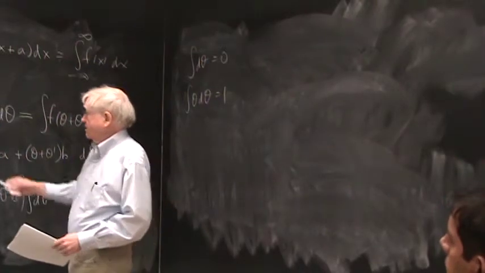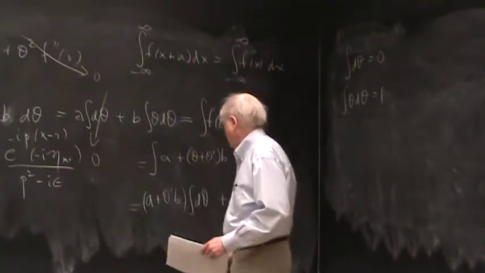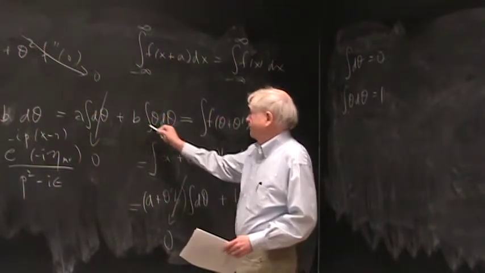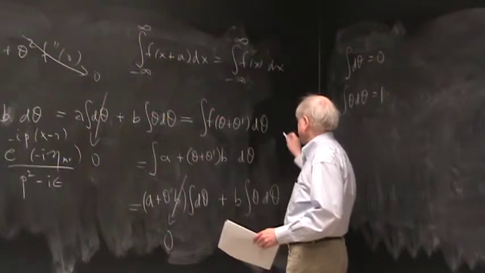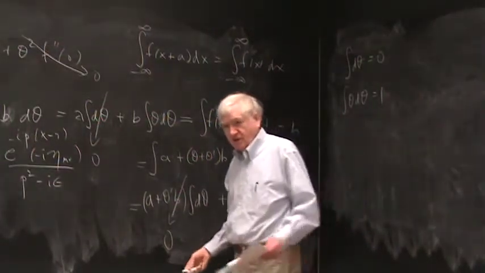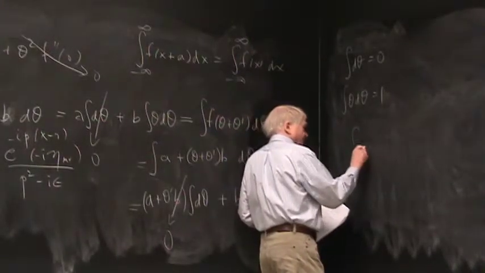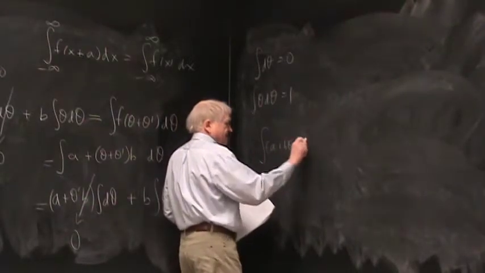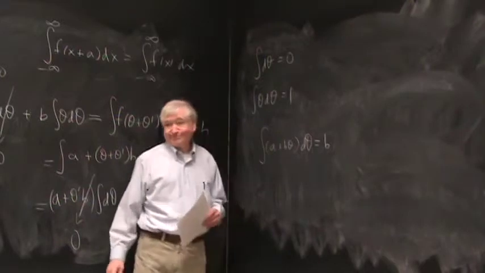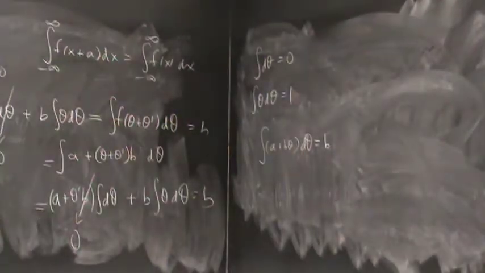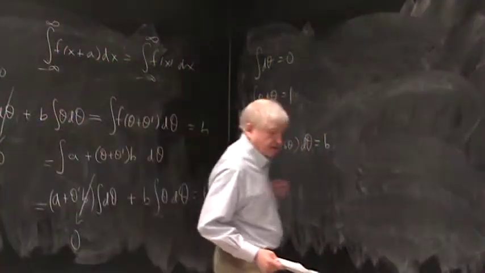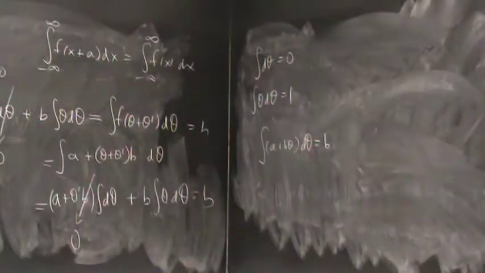Then this term is 0, this term is 0, and both of them give b is b, and so this is equal to b, so there we are. So now our integral table is the integral of a plus b theta d theta equals b. All right, so that's basically integration. And now the next things are, well, let's see what else we can do with this.